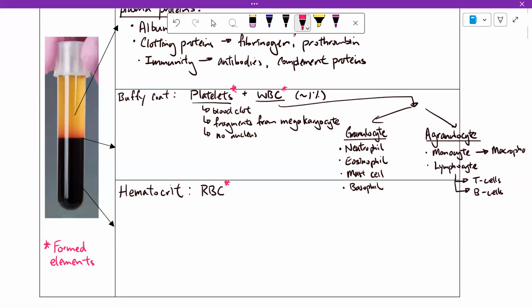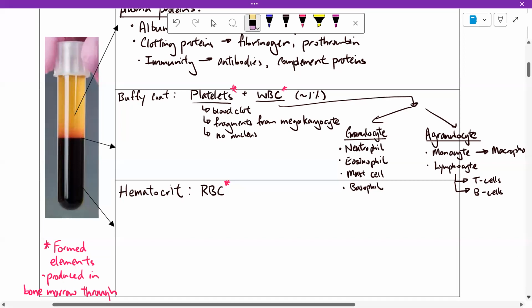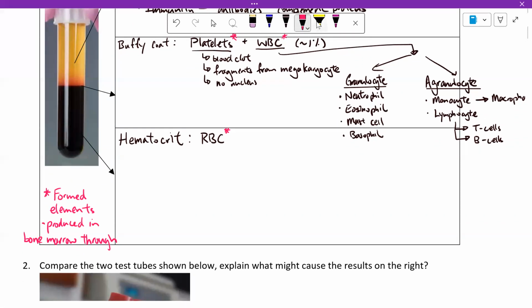I should also remind you, they are produced in bone marrow through, I don't know if you remember, mitosis? Not quite, but good try. Hematopoiesis. Yes, hematopoiesis.